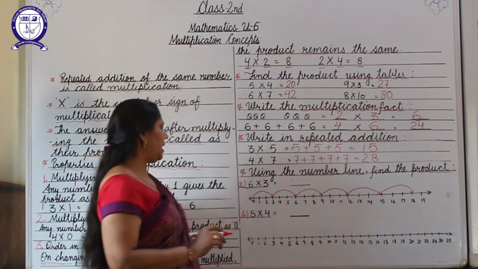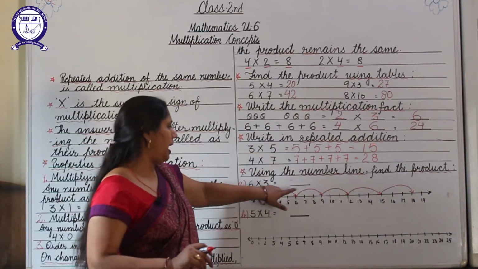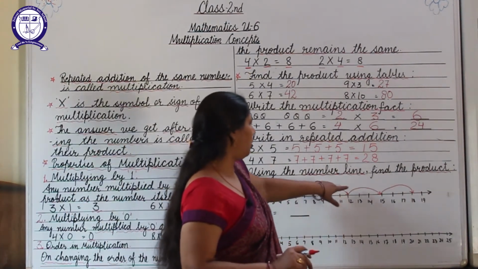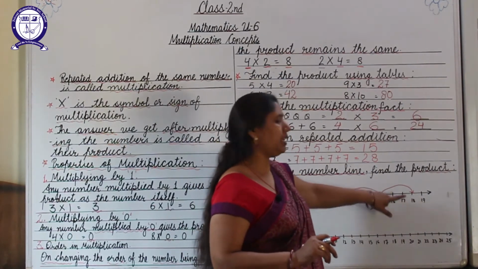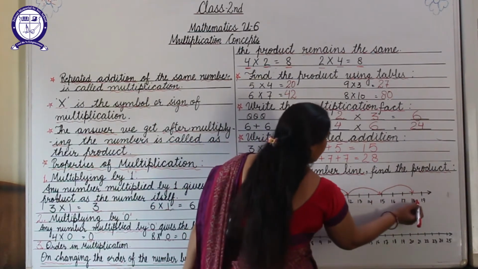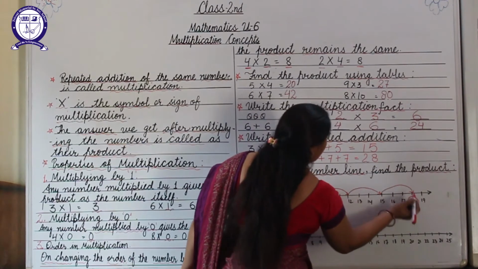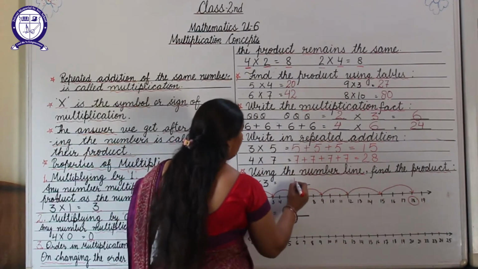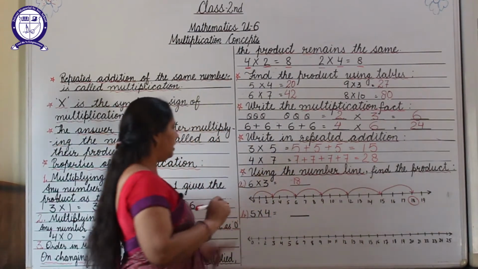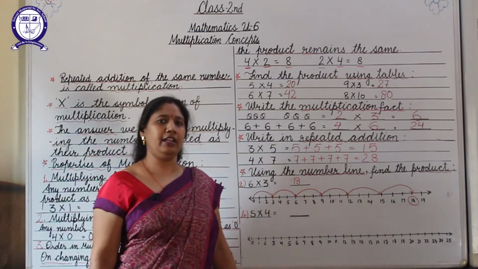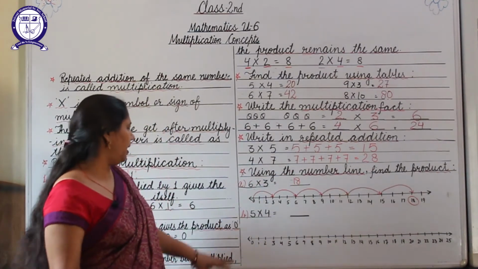So how many times are there? 1 time, 2 times, 3 times, 4 times, 5 times, 6 times. So our answer is 18. We have to write the answer here, 18. 6 threes are 18. Let's do the next example.